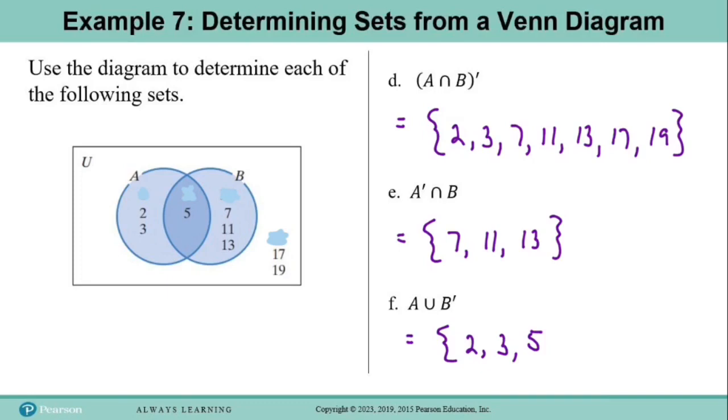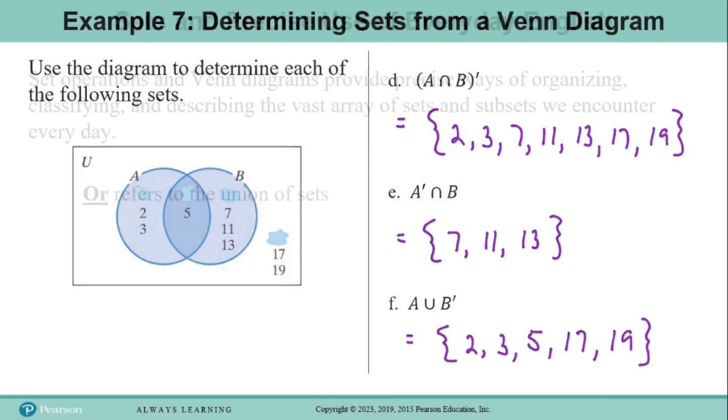Now, we need to also include any additional elements that are outside of set B. So here's set B, and the complement of B is any elements that are not inside this circle. So the only elements in B prime that are not included in our union here would be the 17 and the 19. So we'll add those. And so now we have that A union B prime is the set that contains 2, 3, and 5 because they belong to set A, and 17 and 19 because they belong to the complement of B.